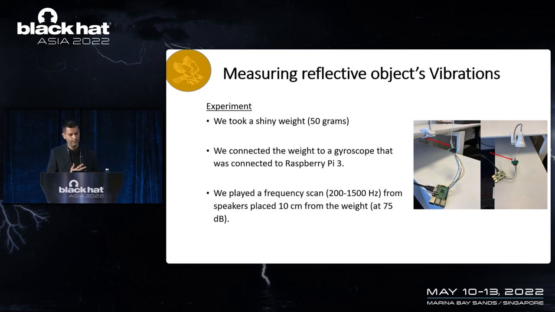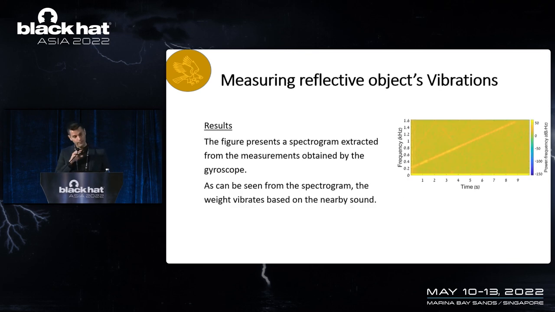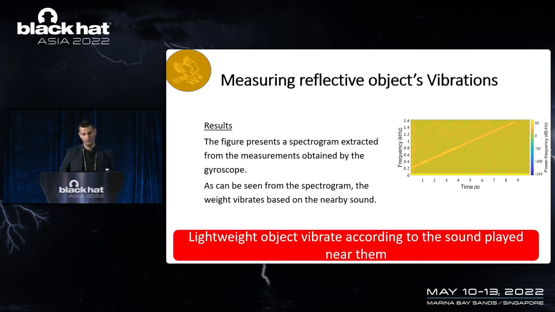Now, we played a frequency scan in the spectrum of 200 hertz to 1500 hertz from the speakers, which were placed about 10 centimeters from the weight at a volume level of 75 dB. And here you can see a spectrogram that was extracted from the measurements of the gyroscope. Probably it's easier for you to see the frequency scan and locate it inside the spectrogram. And this proves that lightweight objects vibrate according to the sound played near them.